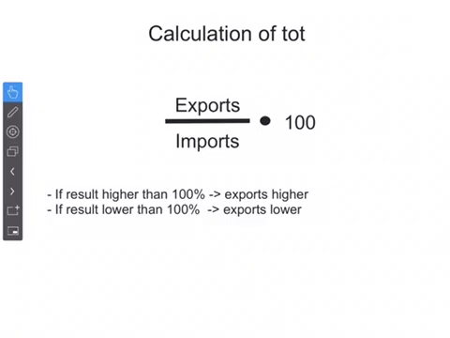In order to calculate the TOT, you have to divide the export revenue by the import costs. The result is then multiplied by 100. If the value is below 100%, the imports are higher than the exports. Therefore, the country makes losses. If the value is greater than 100%, the export revenue is higher than the import cost. Therefore, the country makes profit.